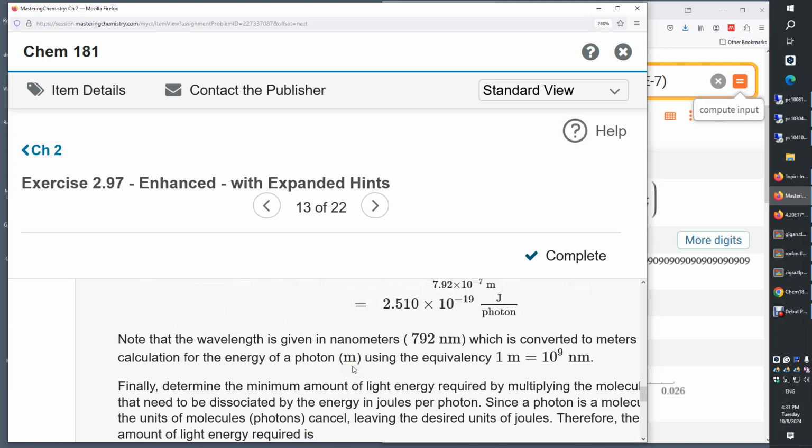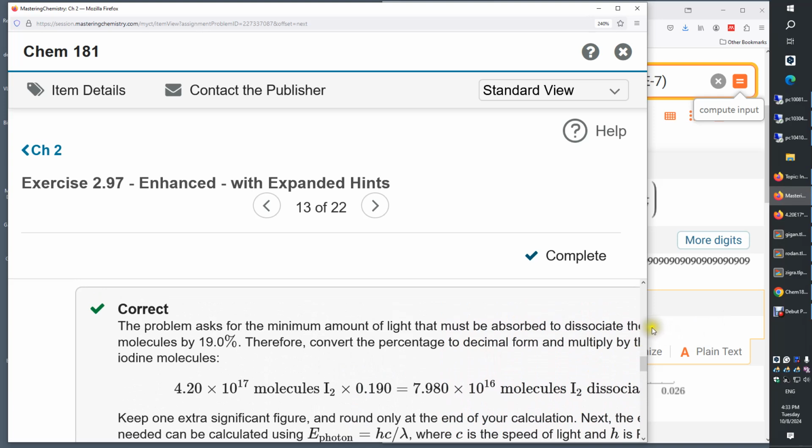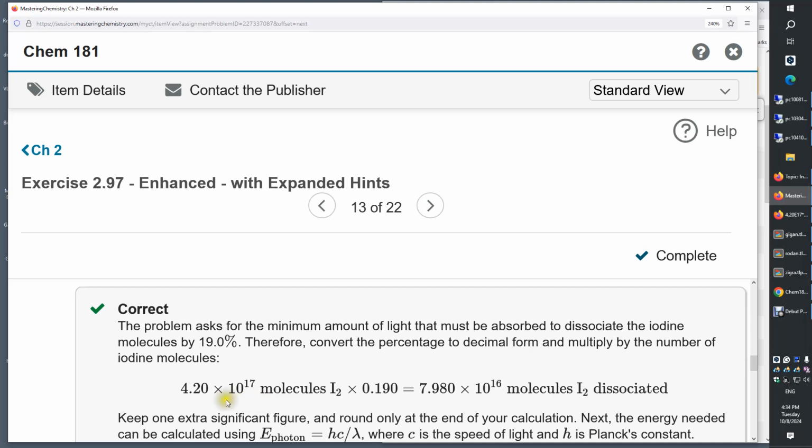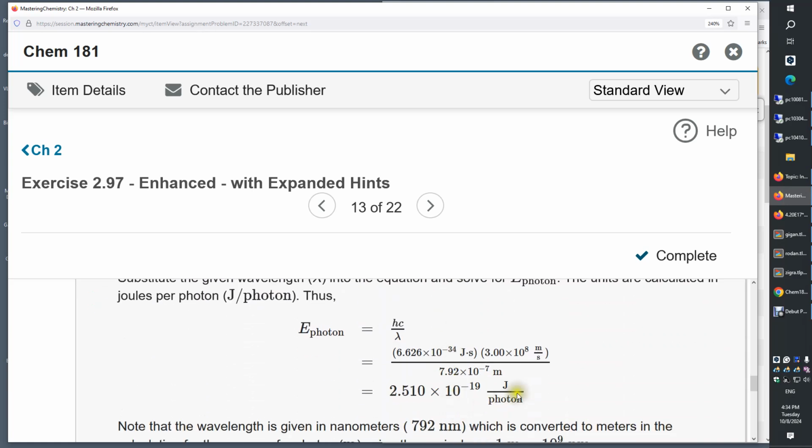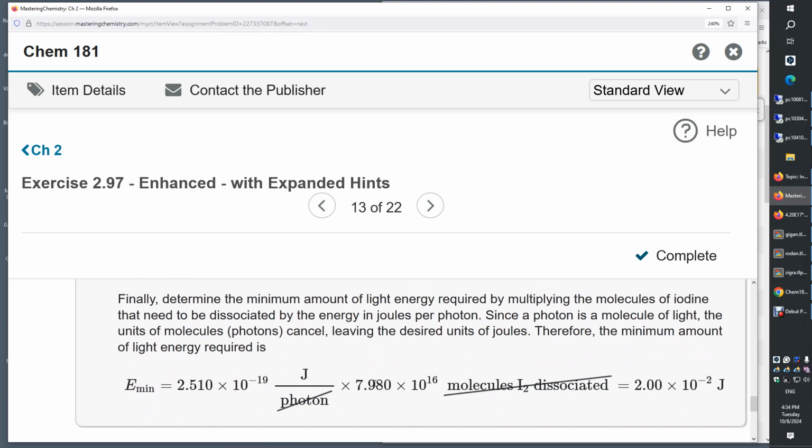Okay. Now let's look at the Mastering Chemistry solution. First they compute the number of molecules that need to be dissociated, 19% of the total number of molecules. And then for each molecule you need this much energy, hc over lambda: Planck constant, speed of light, the wavelength on the bottom, get this amount of energy, and finally multiply this amount of energy by the number of molecules that need to be dissociated, and we get the correct answer.